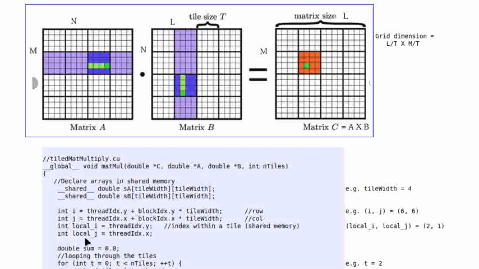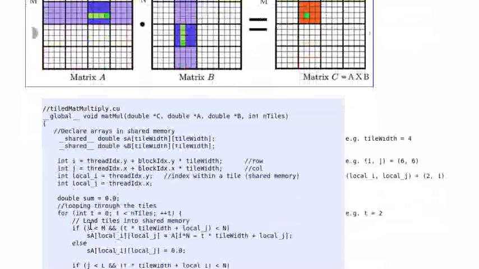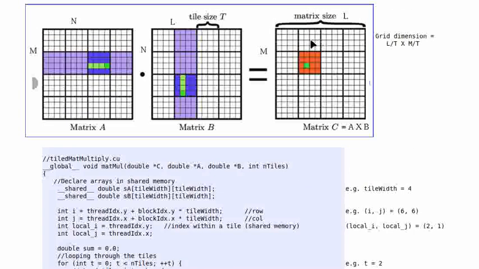And we define the variables local i, local j to be the index given by the thread, y, x. So that means within this block, this is the element 0,0, 1,0, 2,0, and the same for this, within this block, within this tile.